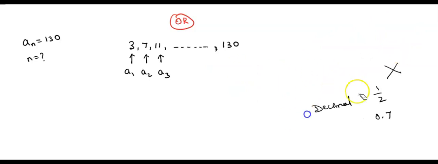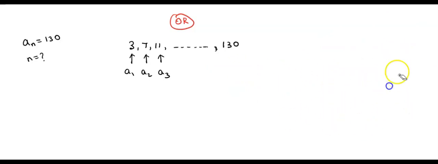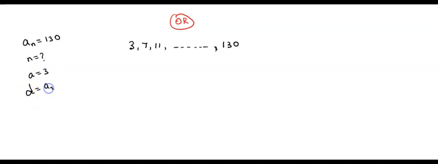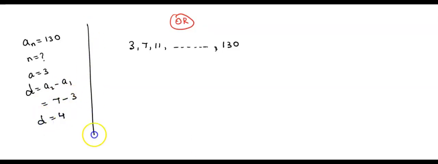Now here we need to check the value of n. In case the value of n is a positive integer, then the given term is in the AP. If not, it is not a term of the AP. So we have to find the value of n. Here the first term is 3. Common difference is a2 minus a1. What is the second term? 7 minus first term 3. 7 minus 3 is 4. So the common difference is 4.